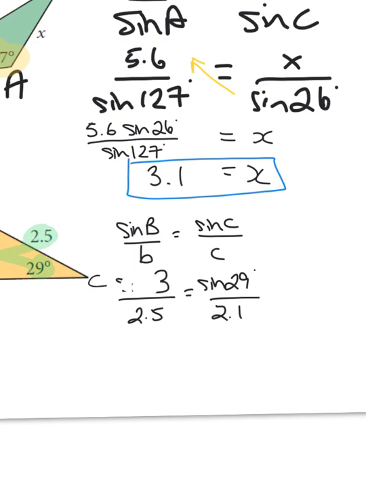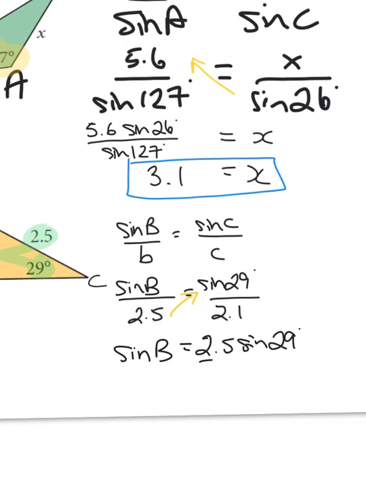I'm just going to tidy this up a little bit. Okay, so we have sine B up top. To get sine B by itself, remember we have to multiply the 2.5 up to the top on the opposite side. So we'll have 2.5 times the sine of 29 over 2.1. And then go ahead and calculate that.